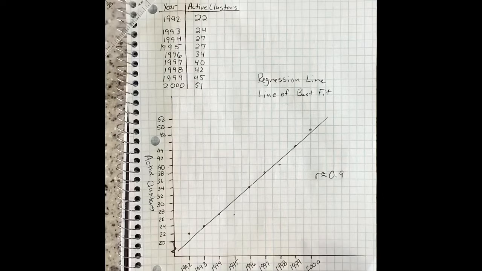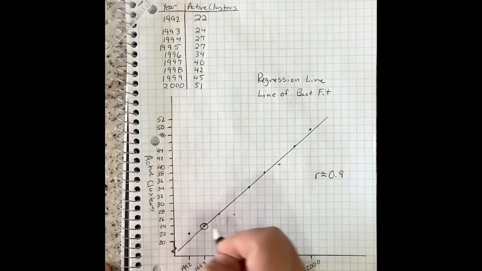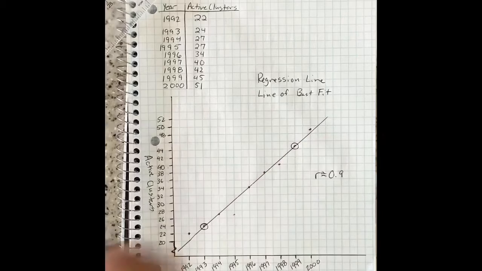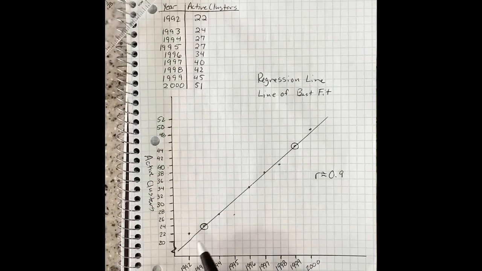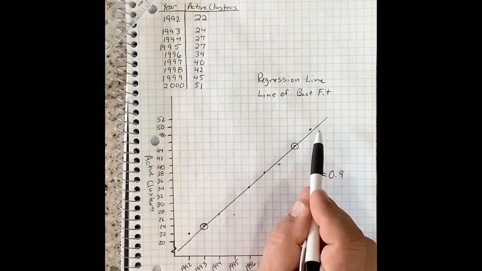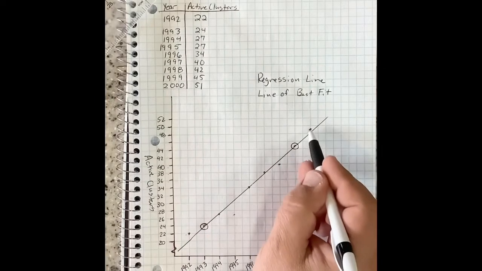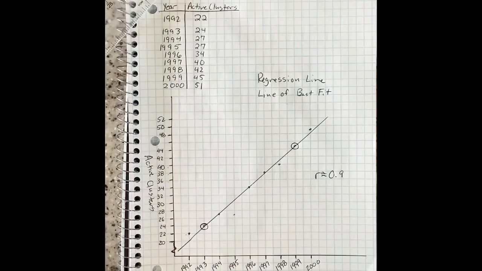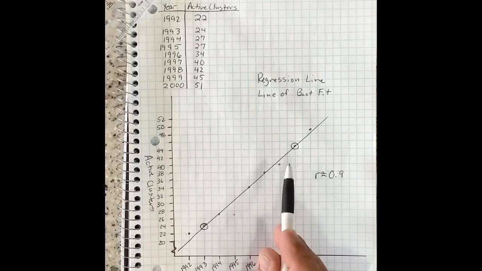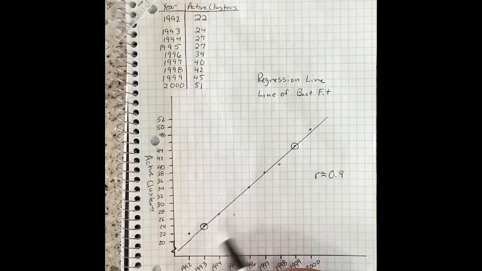Now, if you go through more than 2, you want to identify the 2 that are furthest apart. So I'm trying to draw a line that gets as close to as many points as possible, number 1. Number 2, I'm trying to split it, so I've got an equal number of points above and below. Number 3, the line has to go through at least 2 points. In this case, I went through 5 points, but if I go through more than 2, then I'm going to pick the 2 that are furthest apart.